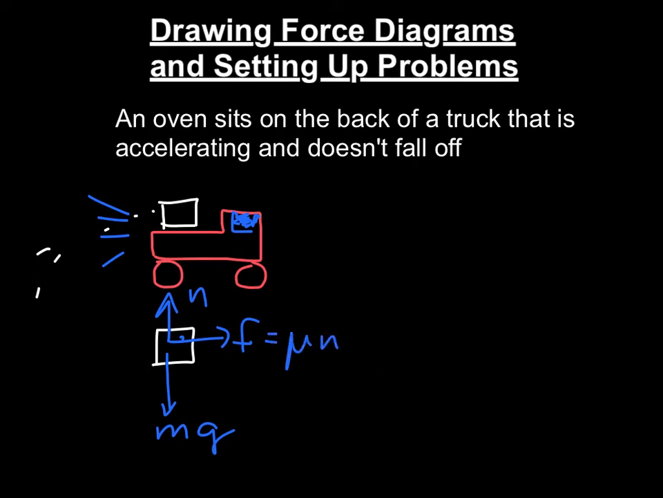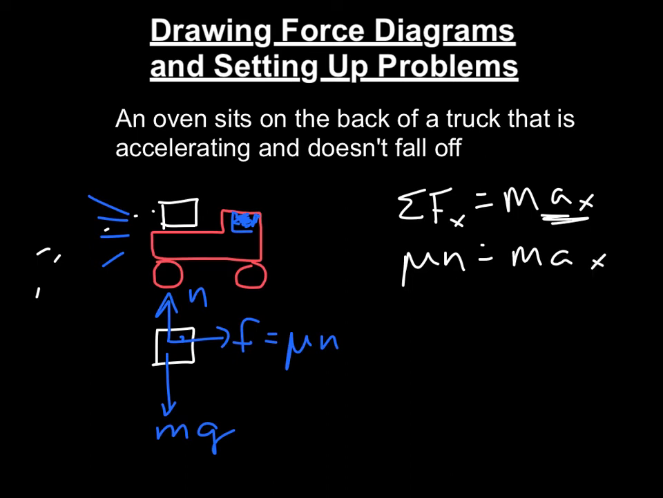When you set this up, you would get the sum of forces in the x direction equals max. It's not 0 because it is accelerating, and we would just get mu N equals max. And for the y direction, you get the sum of forces in the y direction equals may. This is 0, and this is just normal minus mg equals 0. Let's try one more example.